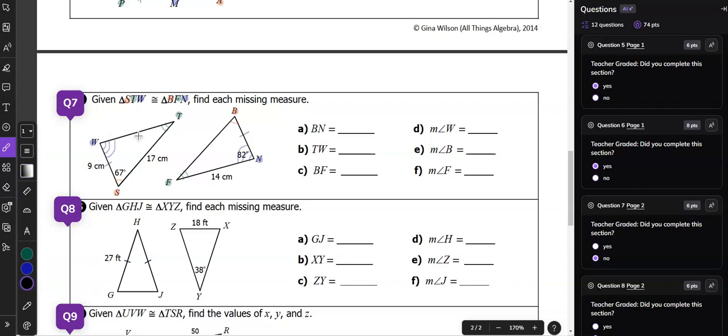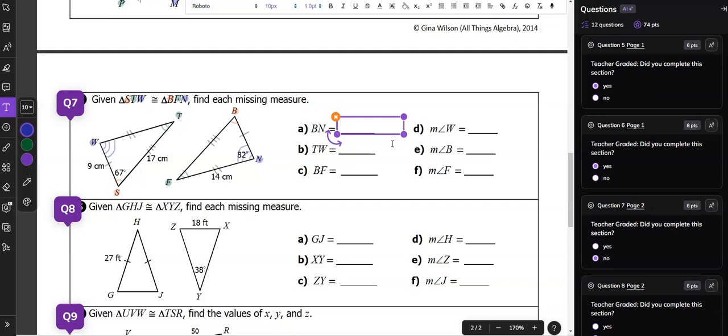Up next, let's do W to T, and that's green to blue. So green to blue, that's FN. And then BF is orange to green. And then ST is also orange to green. Right, so the easy thing here is now all we have to do is add the measures. So BN right here is congruent to SW.